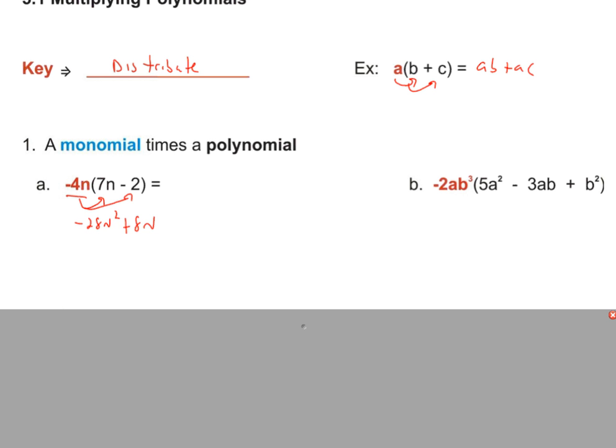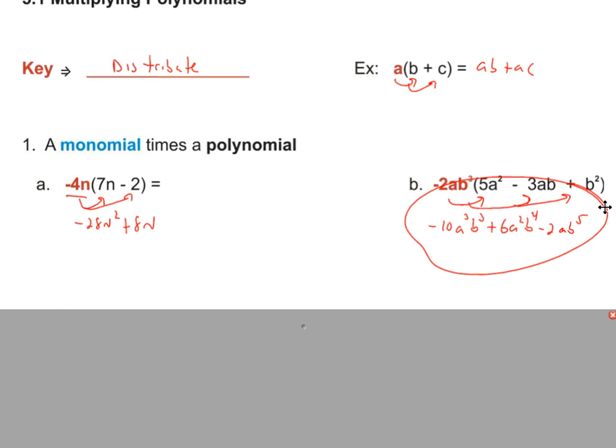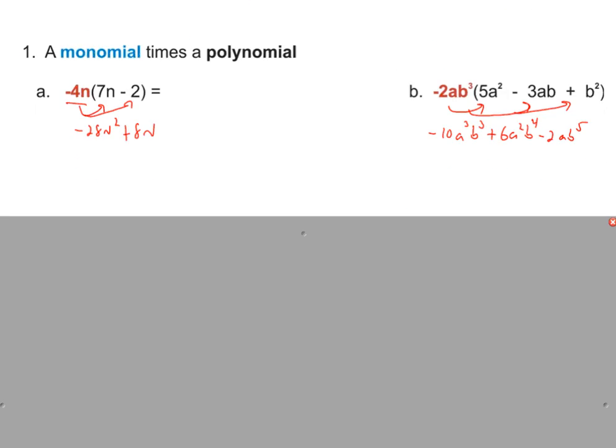No sweat. All right, go ahead and do B. I'm going to pause, and when you're done, go ahead and unpause the video. All right, so hopefully you got negative 10a cubed b cubed plus 6a squared b to the fourth minus 2ab to the fifth. We're just distributing, right? Piece of cake. It's easy stuff. No problem.